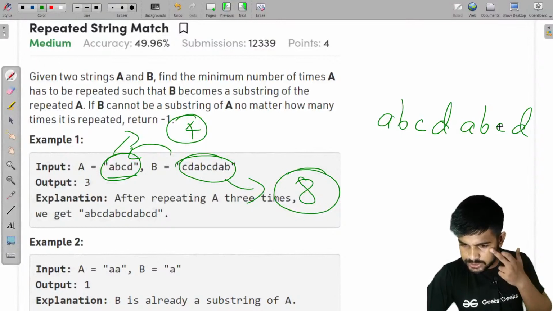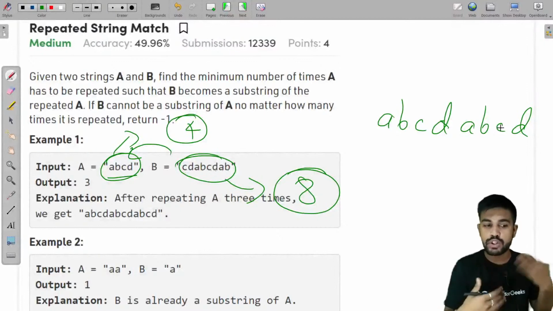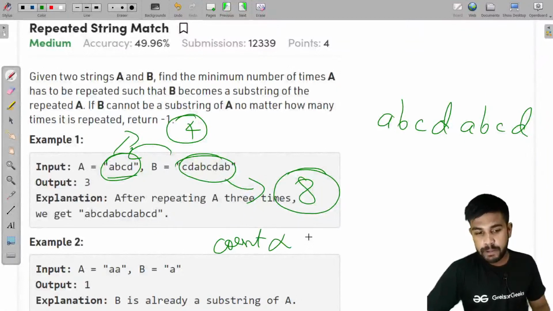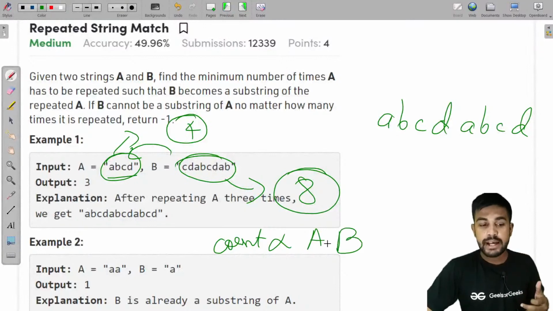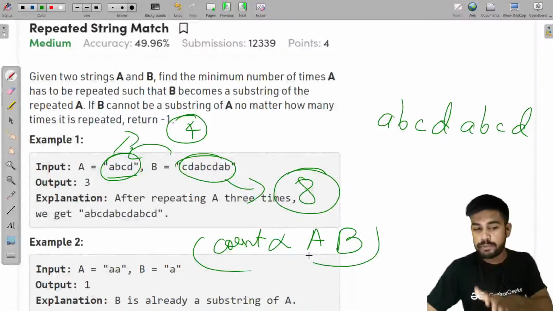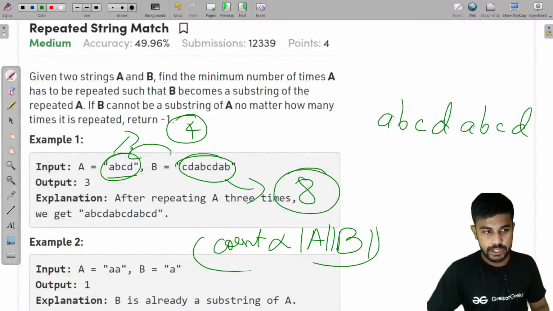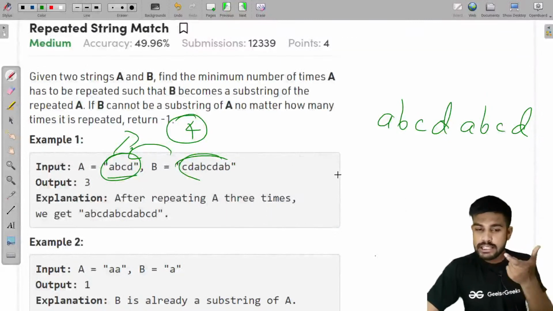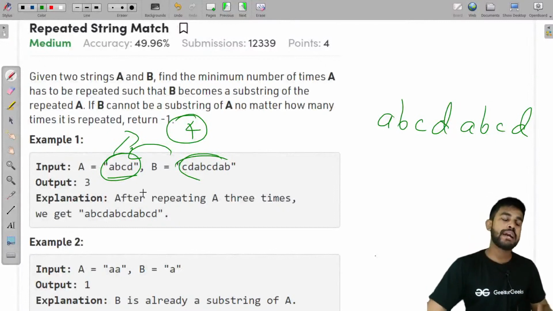One approach is that each time we check whether it is a substring. I told you that approach, that we increase the count and check, but that would be the count multiplied with each time we need to check. So for checking if A is a substring of B, that would give us a time complexity of count multiplied with the length of A cross B. So we need to optimize upon that. We know that at least A, B, C, D and then again A, B, C, D is required. Now what can be the other scenario?